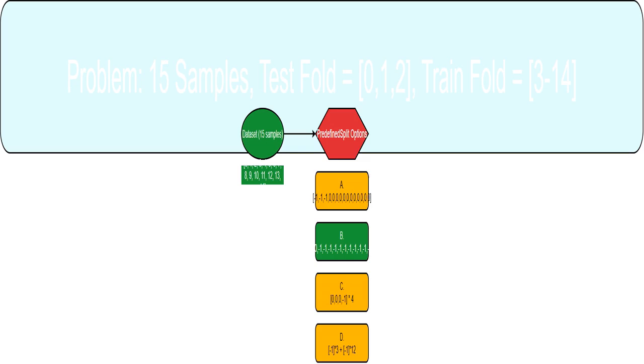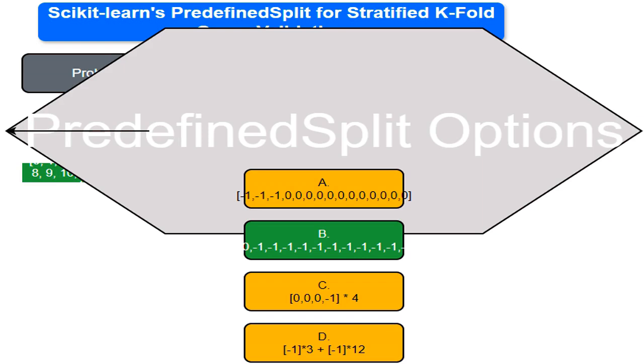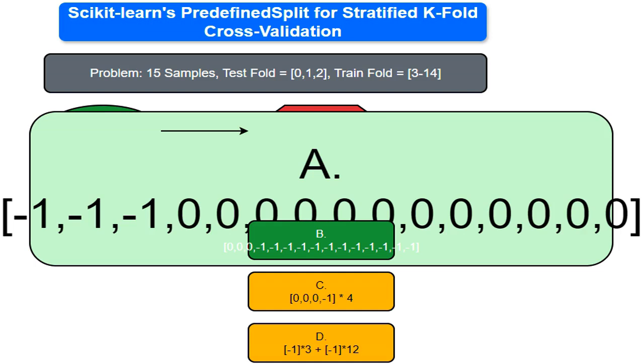I have 15 data samples. I want to select samples numbered 0, 1, and 2 for testing, and samples 3 through 14 for training. This division of my data is essential for proper evaluation of my machine learning model. This option incorrectly assigns samples 0, 1, and 2 to the training set. -1 represents training, and the rest to the test set. 0 represents test fold 0. It's backwards. This is the correct answer.